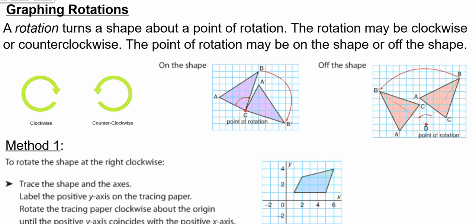Today we are going to be talking about graphing rotations. So a rotation is another type of transformation, like a translation or reflection that we learned about last day. It's obviously a little bit different though. A rotation turns a shape about a point of rotation. So the rotation may be clockwise or counterclockwise.